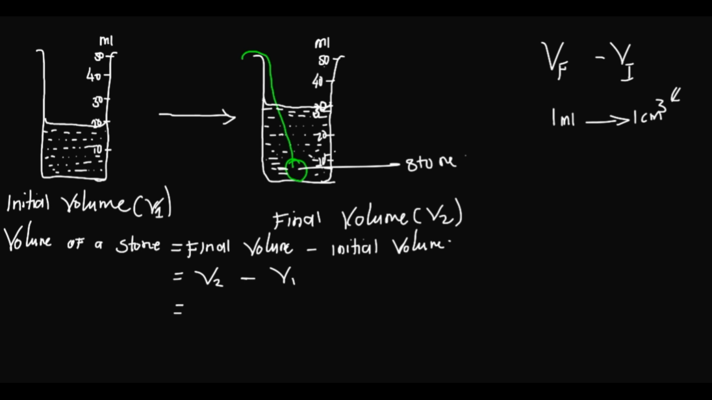For the final volume, we look at where the level of water is. The level of water is at 30 cubic centimeters minus the initial, which is 20. Make sure the initial is always less than the final volume, because it was the volume before water was displaced by the stone. So 30 cubic centimeters minus 20, we expect an answer of 10 cubic centimeters. This is the first method we can use to find the volume of an irregular object.